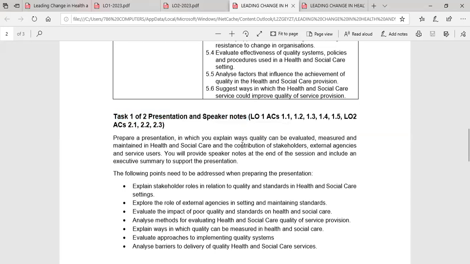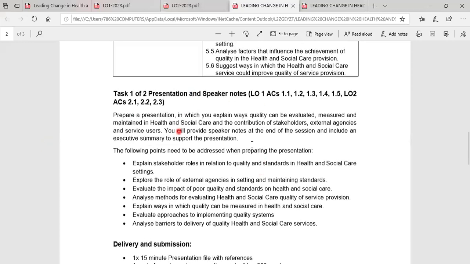It's a PowerPoint presentation, and you'll explain the ways quality can be evaluated, measured, and maintained in health and social care. How do different stakeholders contribute to this? Obviously, you have different stakeholders. You'll talk about external agencies. You'll talk about the service users, in your case, if they're patients, whoever they are. You will provide speaker notes at the end of the session, and you'll have an executive summary to support your presentation. So what is it that your presentation would have? It's explaining the stakeholders' roles.